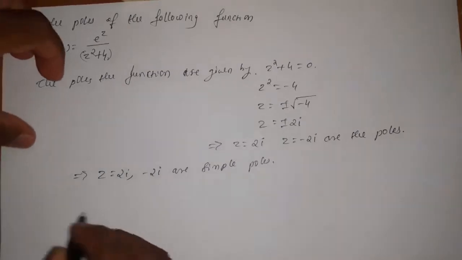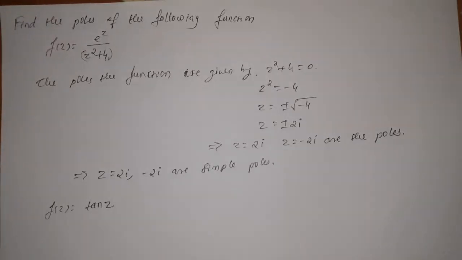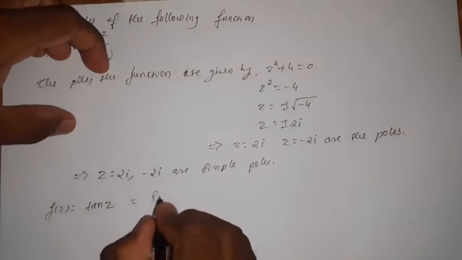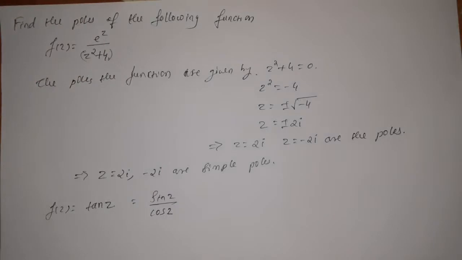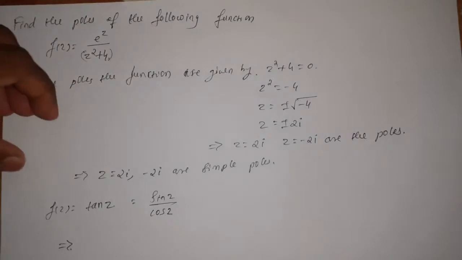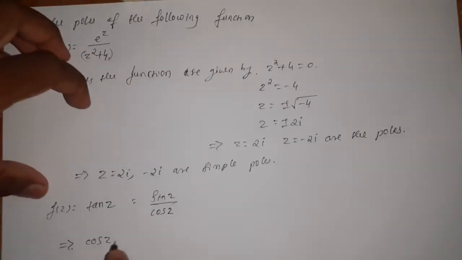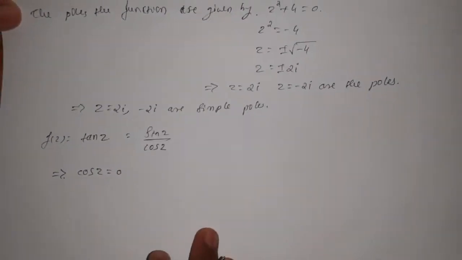And let us consider the next function, f of z equal to tan z. Here the denominator is not given, and the denominator of this function is equal to 1. So now try to write this function as a ratio of functions, which is equal to sin z divided by cos z, that is equal to tan z. Then to get the poles we need to equate the denominator to 0, and we can find the value of z such that cos z equal to 0.